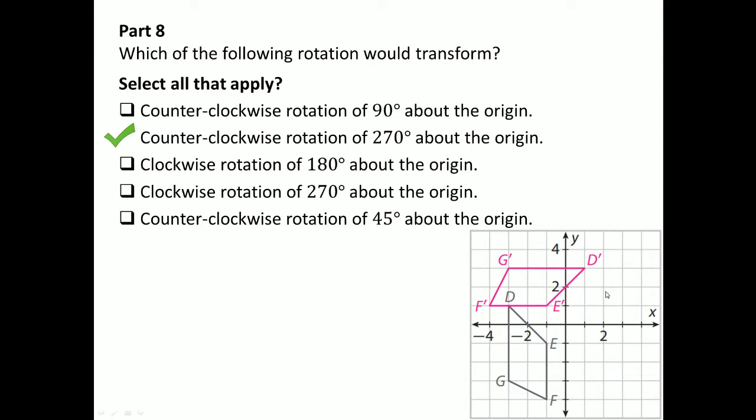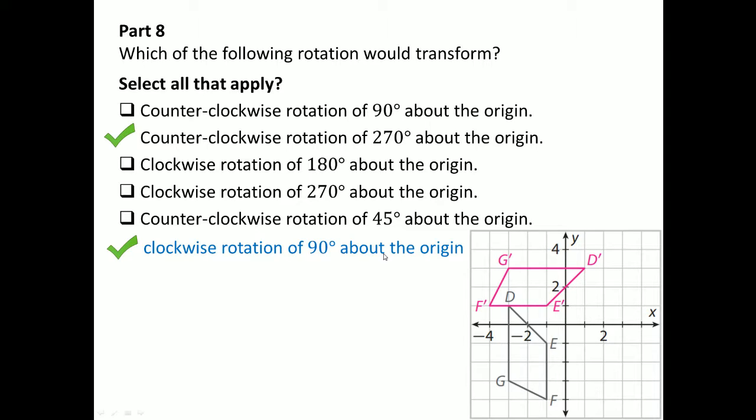Would not be a 180 because 180 should be right here. Would it be a clockwise rotation of 270? No, because it would end up right here. Okay, counterclockwise rotation of 45, not even close. But counterclockwise rotation of 270 is the same thing as a clockwise rotation of 90 degrees about the origin.